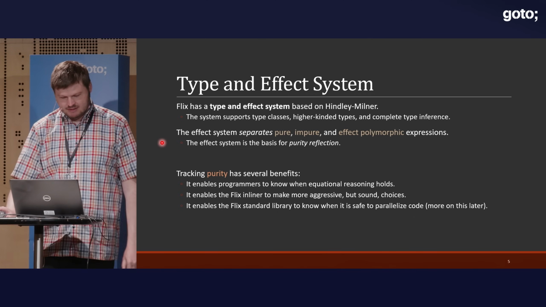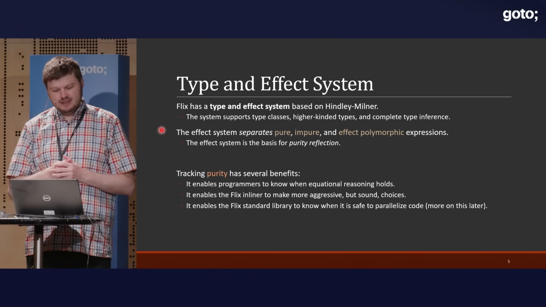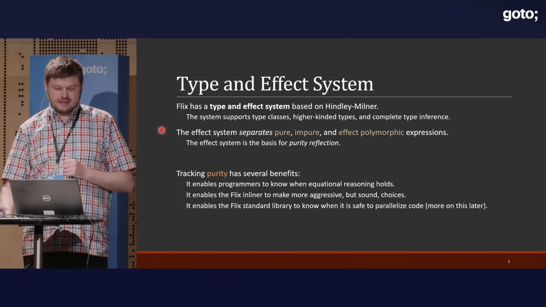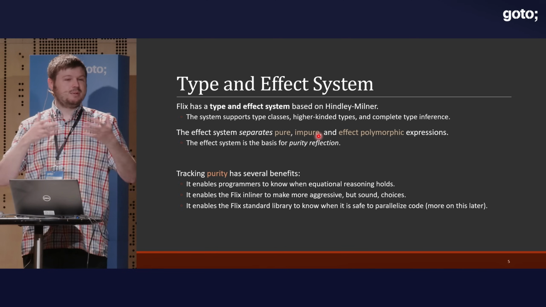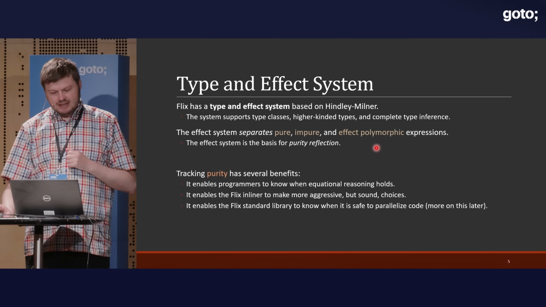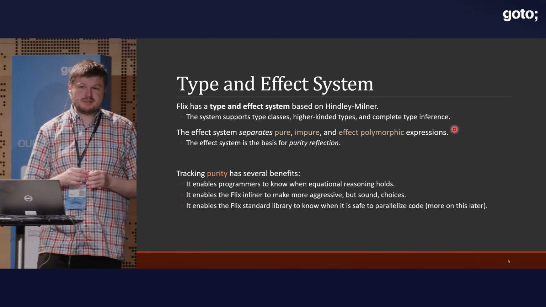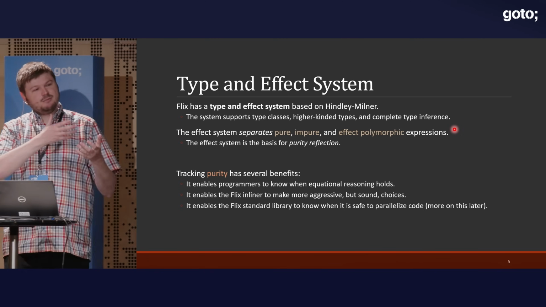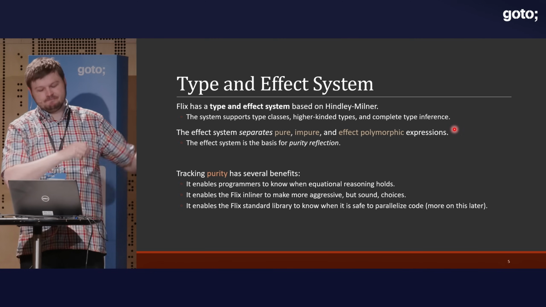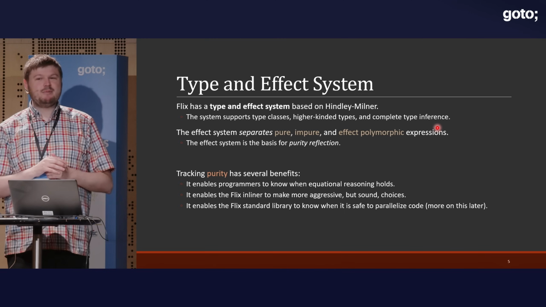Now the Flix type and effect system cares about three things, essentially. It cares about pure functions, so things that have no side effects. Then it cares about impure things, so for example, mutating memory, deleting a file, these kinds of things. And finally, a new thing we'll see today is something called effect polymorphism. This is the idea that whether a piece of code has side effects or not could depend on another piece of code.